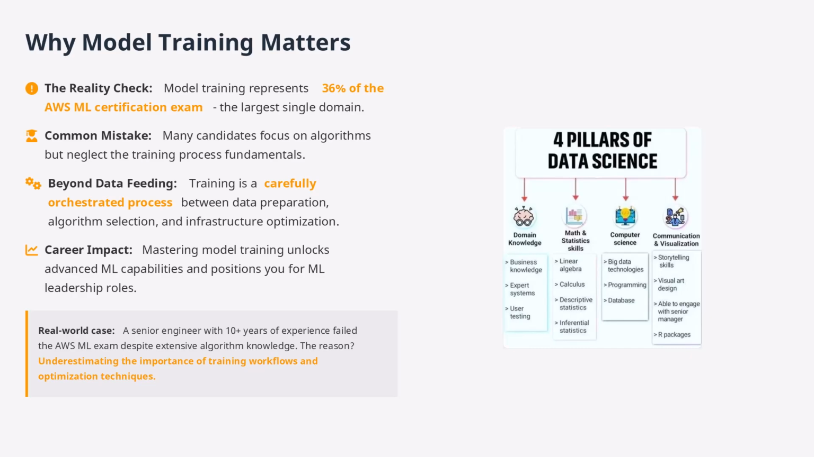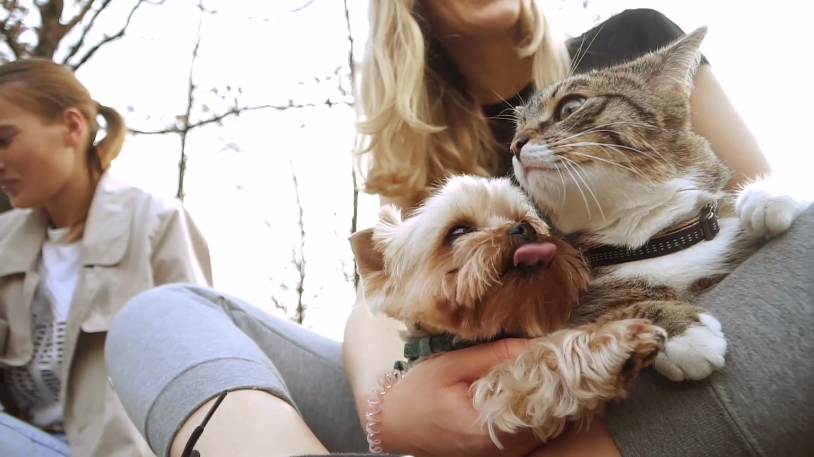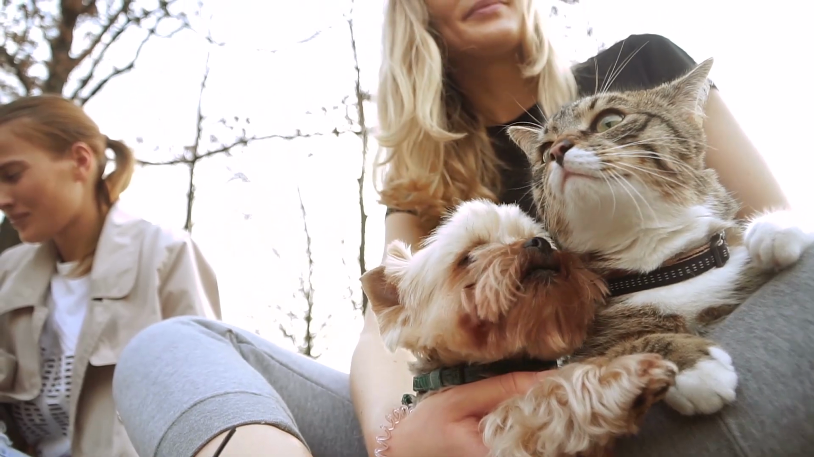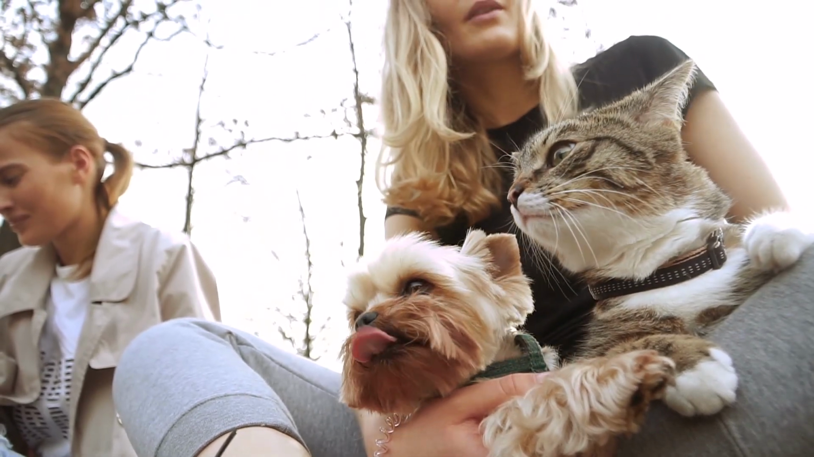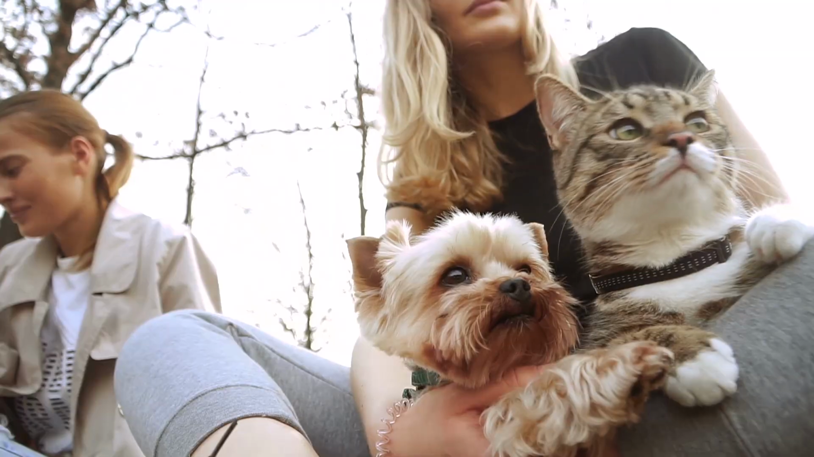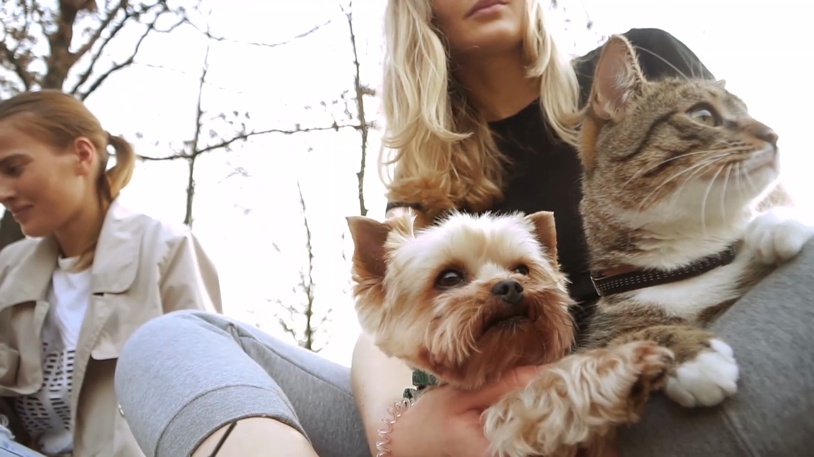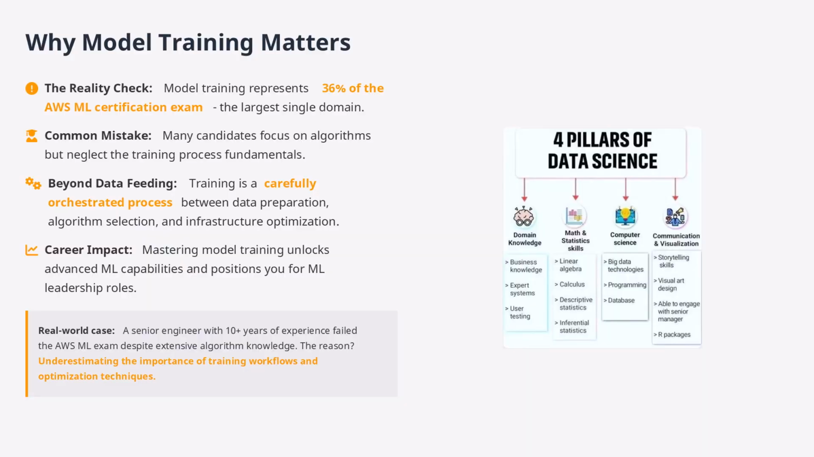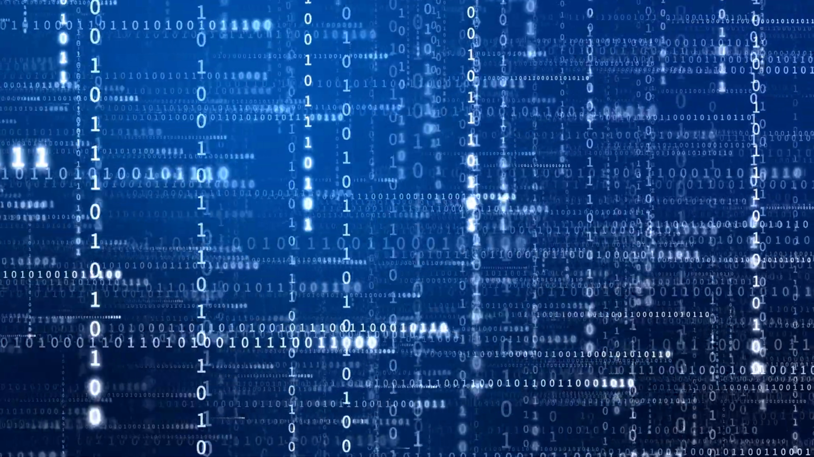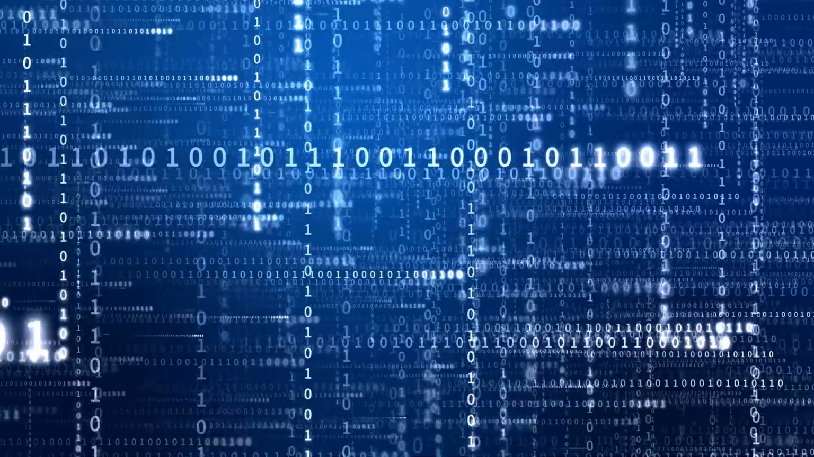Picture this. You're teaching your 5-year-old nephew to recognize dogs from cats. You show him photo after photo. Dog, cat, dog. His brain starts connecting dots: pointy ears, wet noses, barking sounds. That's exactly what your ML model does during training. It maps input features to expected outputs through repetition and pattern recognition.